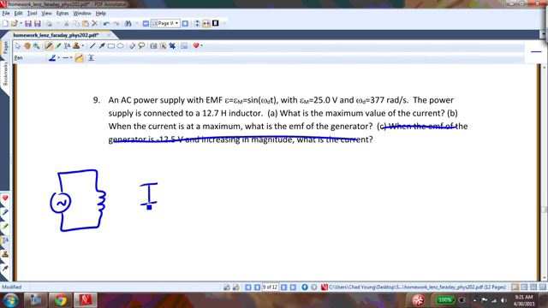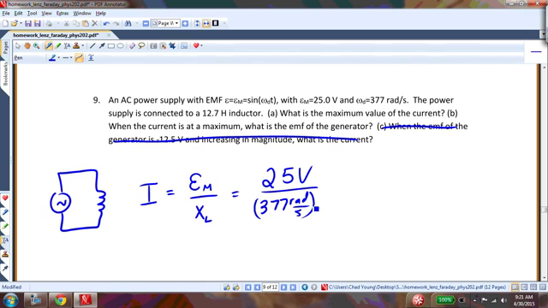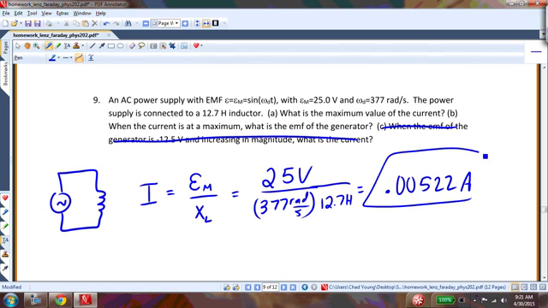Well, this is just like the problem we did before. I is equal to EM over the reactance of the inductor, the inductive reactance. So that is going to be equal to 25 volts. Remember, this XL is equal to omega d L, so that's going to be 377 radians per second times 12.7 henries. And that gives me the maximum current, which is 0.00522 amps. So that's part A.